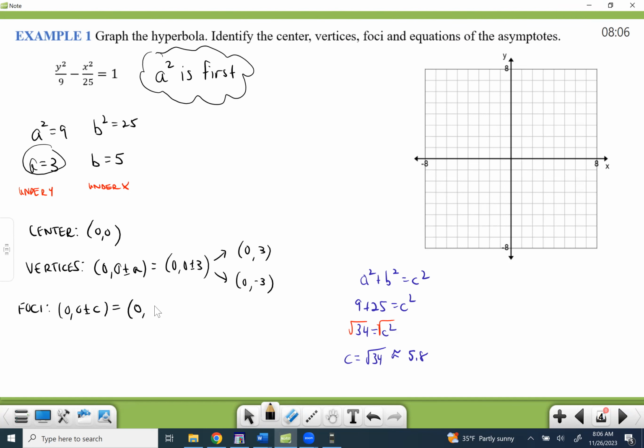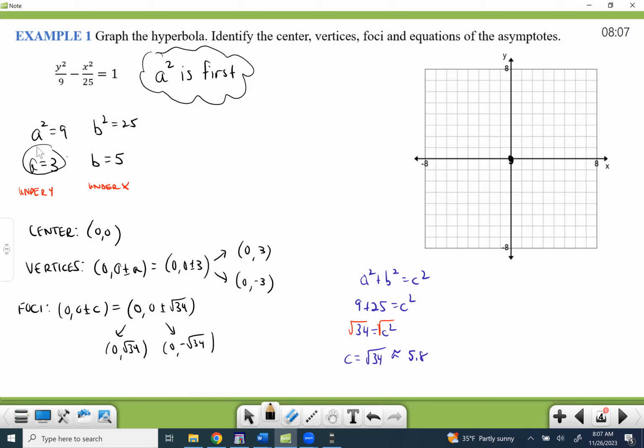So it's going to be 0, 0 plus or minus root 34. And so that's just going to get you 0, root 34 and then 0, negative root 34. 0 plus root 34 is root 34. 0 minus root 34 is the negative part. Okay, so we got all this stuff. We just got to go graph it. So we know that the center is 0, 0.